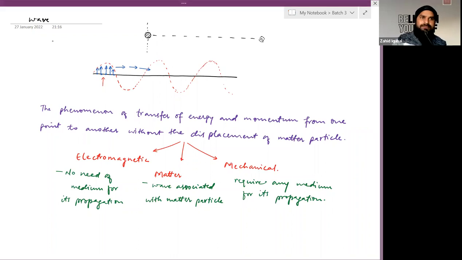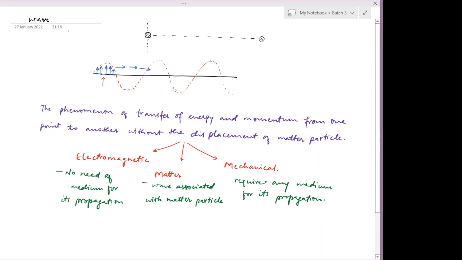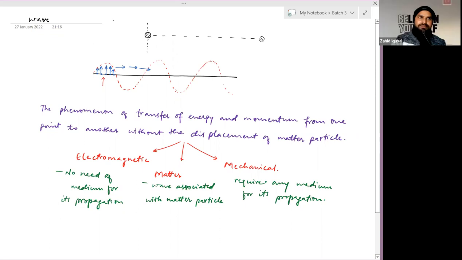Riba, any doubt? No, sir. Okay, just write it down.